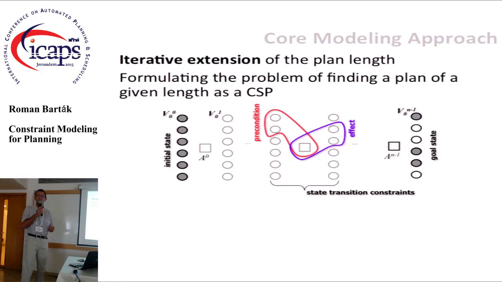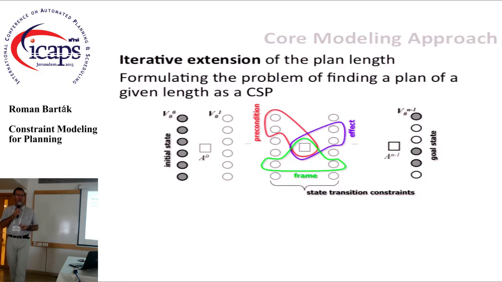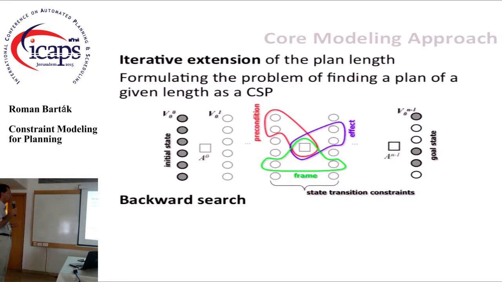And that's not enough. Do you know what's missing? Classical problem from AI. Yeah, exactly. Which is called the frame problem. So everything which is not changed by the action should remain the same. So we need also to introduce frame constraints that are saying these variables are not changed. Okay. So that's the basic idea of a straightforward model.